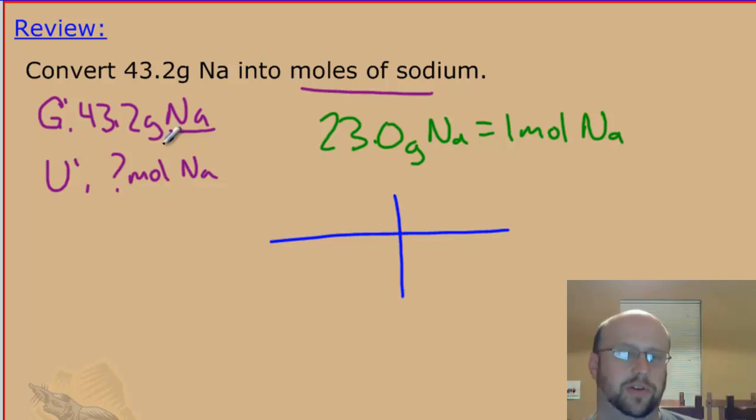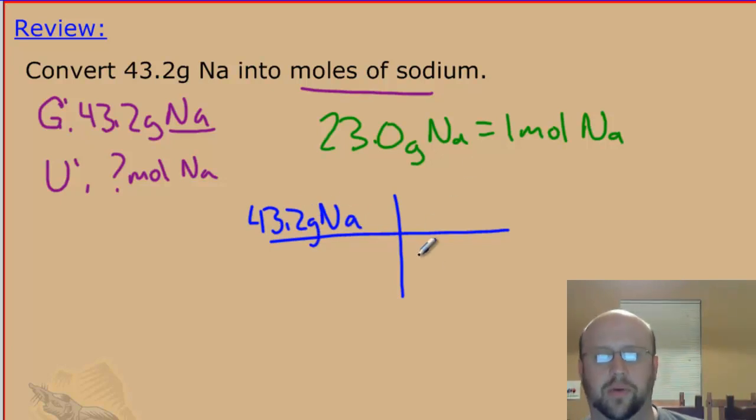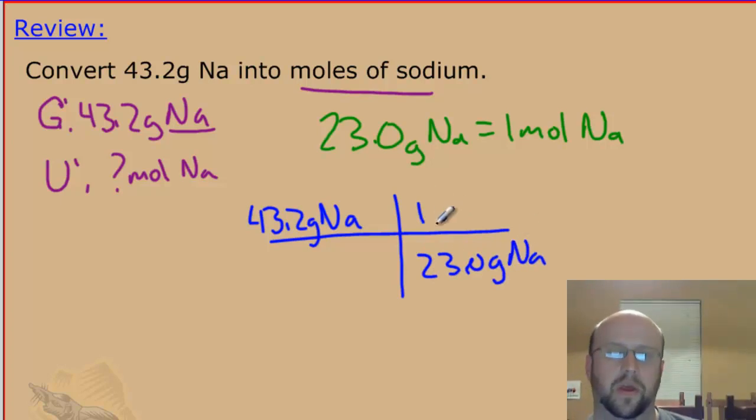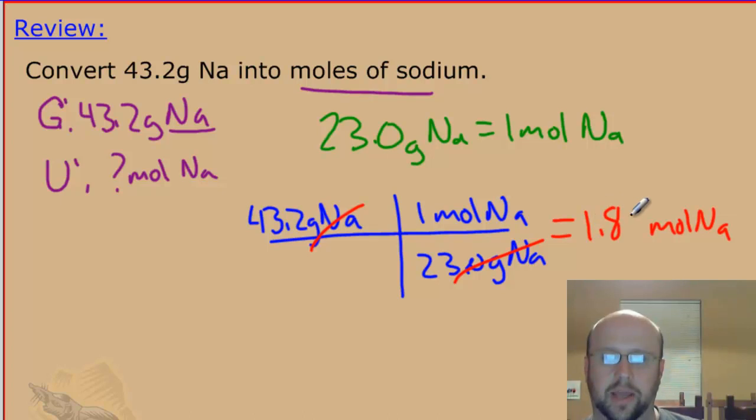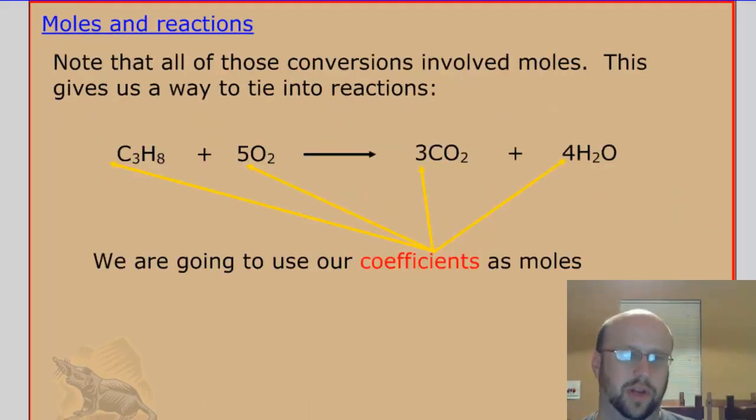So I'm going to set up my railroad tracks. I'm going to write my given in, 43.2 grams of sodium. I want to get rid of grams, so I'm going to put that on the bottom, and then 1 mole up top. Cancel what cancels, grams of sodium, and I'm going to be left with moles of sodium. And when I punch it into my calculator, I get 1.88 moles of sodium. So it's just a quick refresher. Make sure that you knew how to do mole conversions.